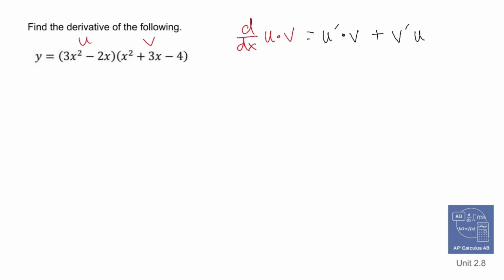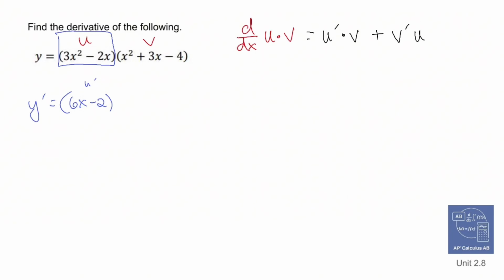All right, so let me kind of color code things a little bit. I will call u blue. So if I want to find out what y prime is, it's going to be the derivative of the first guy. So lots of parentheses, I'm going to keep those parentheses there. Okay, u prime is going to be the derivative of 3x squared minus 2x. So this is power rule the whole time. The derivative of 3x squared is 6x, minus the derivative of 2x, which is just minus 2. Okay, so that's u prime.